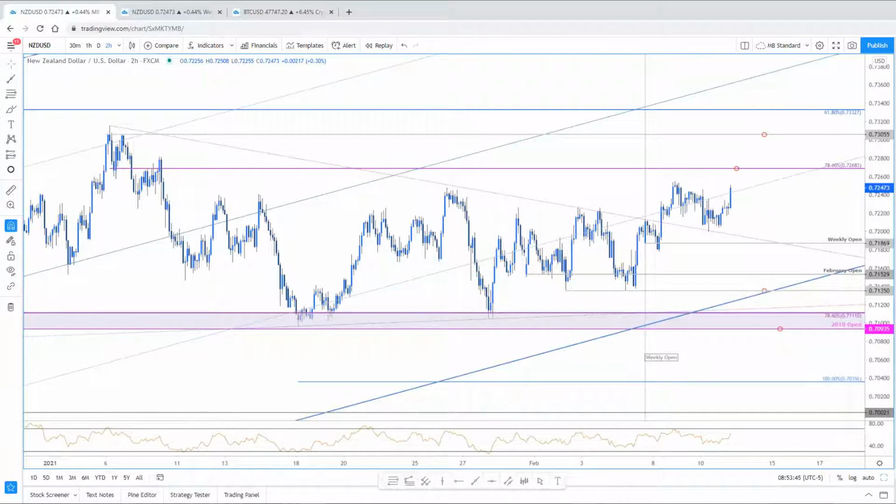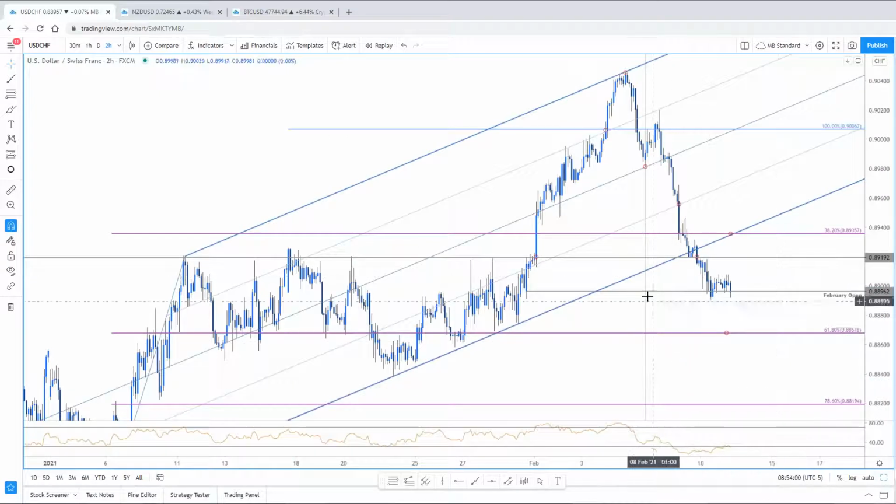Questions on New Zealand dollar? All right, so other dollar breakdowns of merit this week. Breakdown completely in dollar Swiss, which is challenging the monthly opening range lows. I read it wrong in my notes.